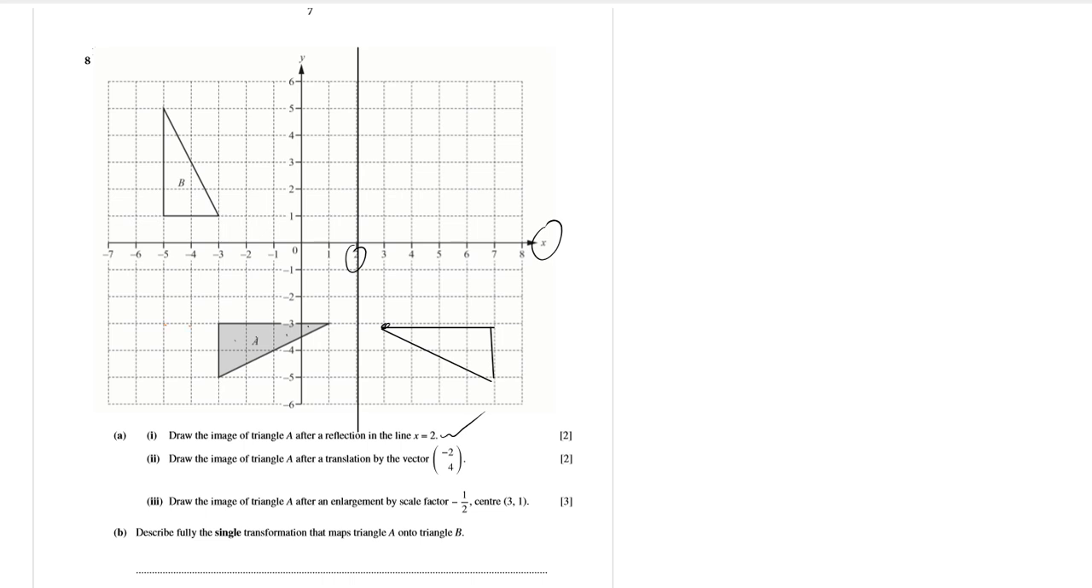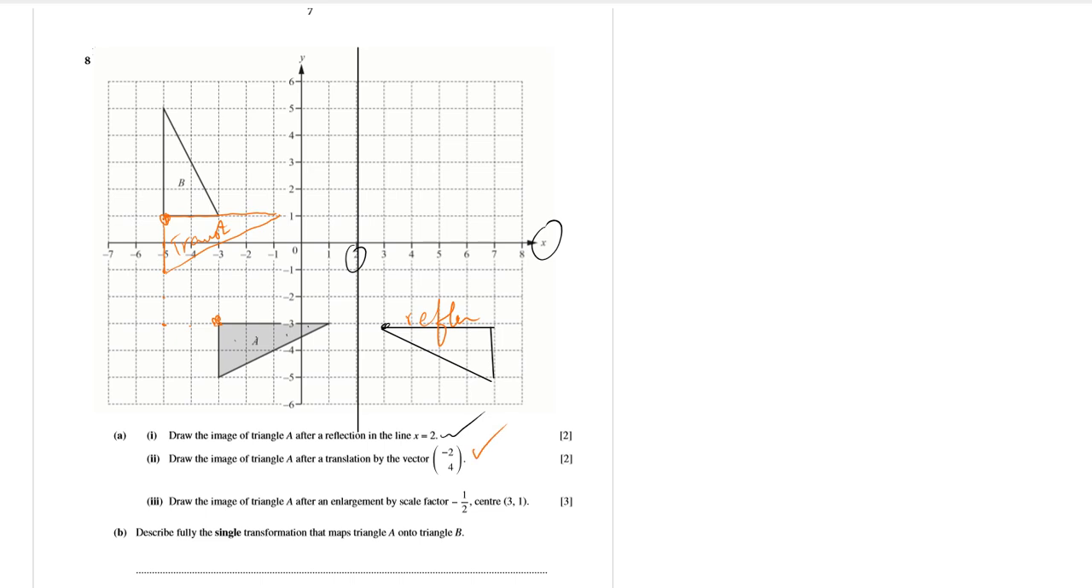Draw the image of triangle A after translation with the vector minus 2, 4. Minus 2, 1, 2, 4. 1, 2, 3, 4. So this point just came over here, and now I can complete the entire triangle. This is your translation. This was your reflection. Okay, done.